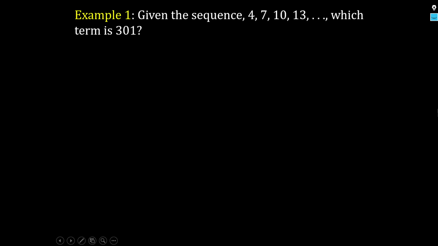Here, given the sequence 4, 7, 10, 13, ang tanong, pang ilang term? Which term is 301? No? Pang ilang term daw. Given tayo ng sequence ito. So, what do we know here? Ang alam natin dito ay kung sino si a sub 1. Alam ko na si a sub 1 ay si 4. Ano pa alam natin dito? Now, from the first few terms here, I also know what the common difference is. The common difference, 7 minus 4, that is 3.